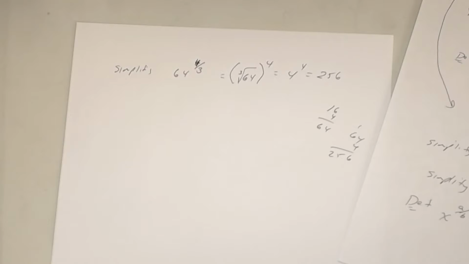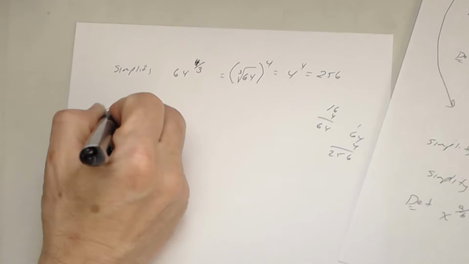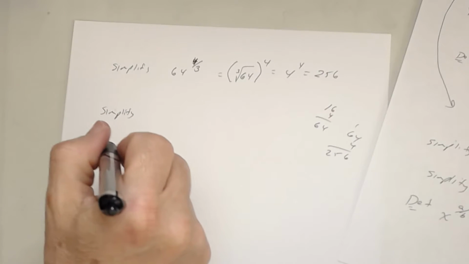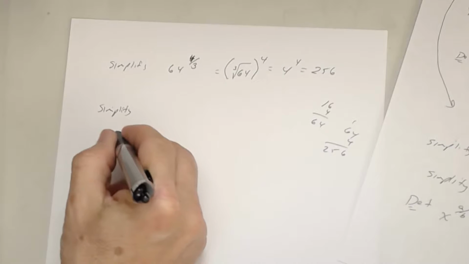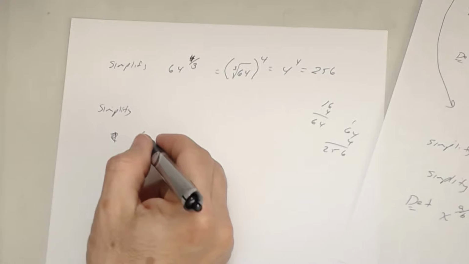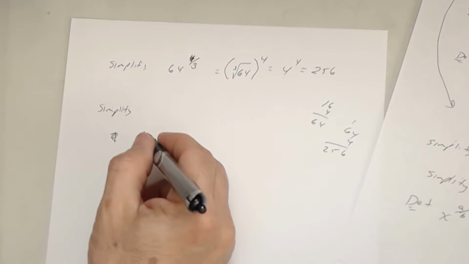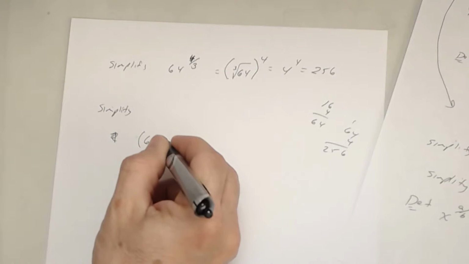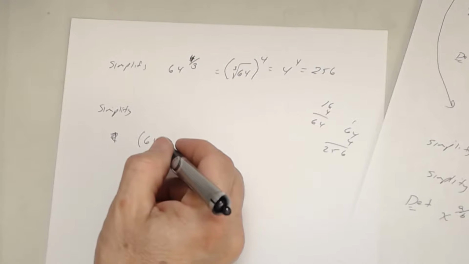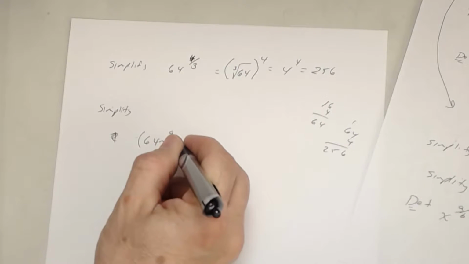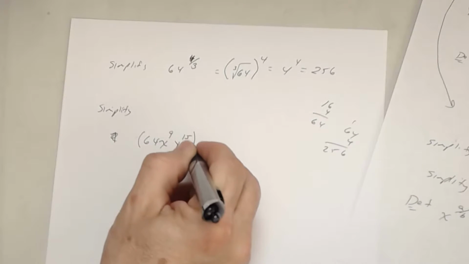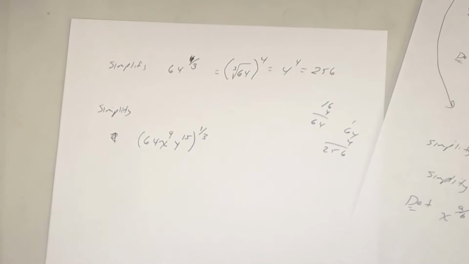All right, let's look at this one. Suppose we had 64 x to the 9th power, y to the 15th power, raised to the 1/3.